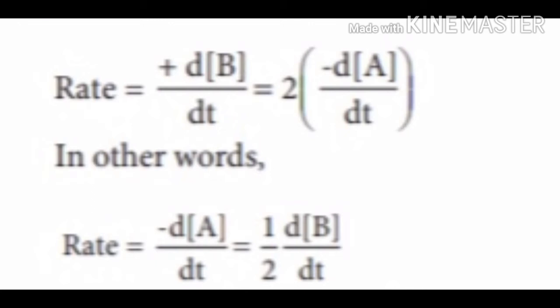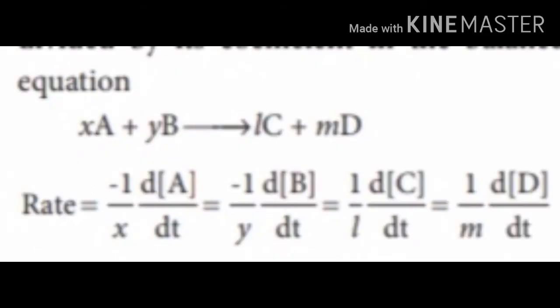The rate is equal to d of product by dt, which is equal to 2 times minus dA by dt. In other words, rate is equal to minus dA by dt, where A is the reactant and dt is the change of time, or half of dB by dt, where B means product. So for a general reaction, the rate of the reaction is equal to the rate of consumption of a reactant divided by its coefficient in the balanced equation.